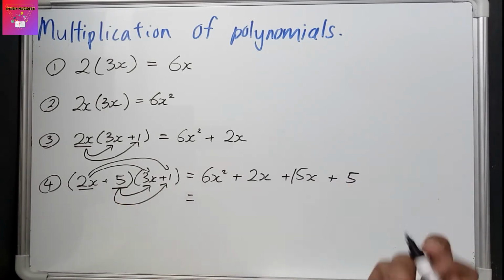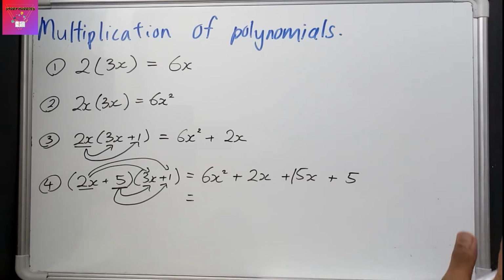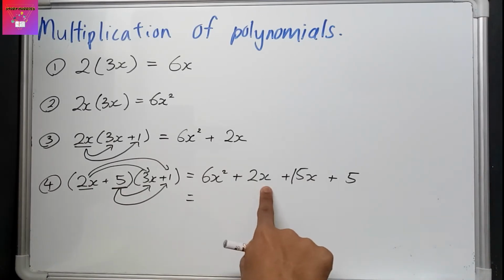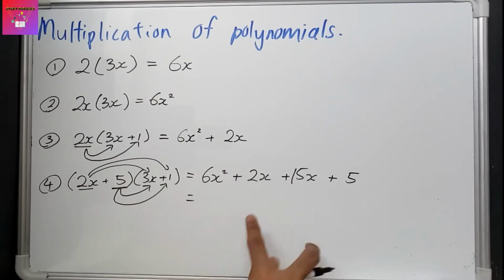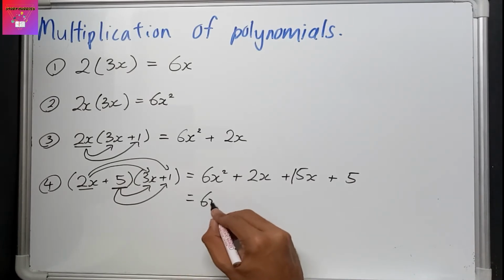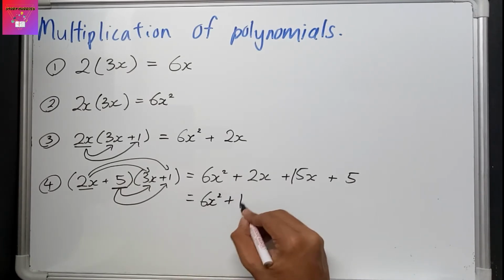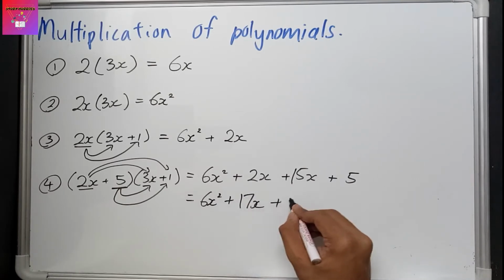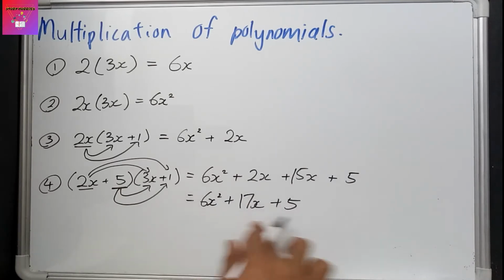Once we get this kind of an equation, you cannot just leave the answer like that, because we see there are 2 terms with the same power of x which are not added together. So we add up these two terms. Therefore we get 6x squared plus 17x plus 5. This is how we solve multiplications involving this.